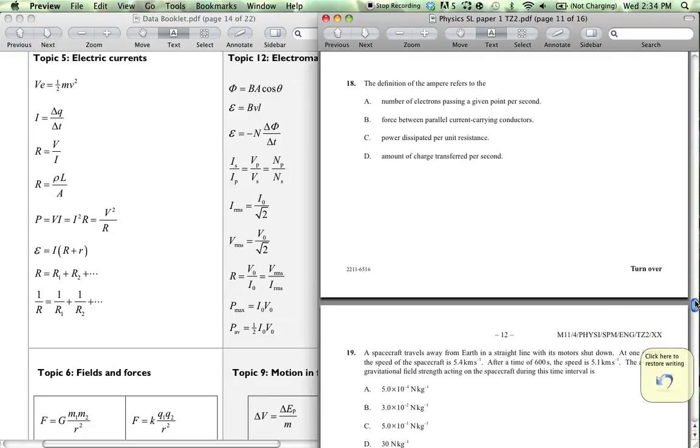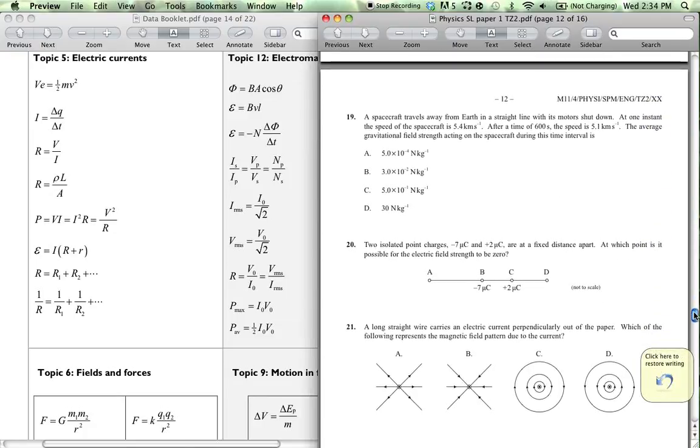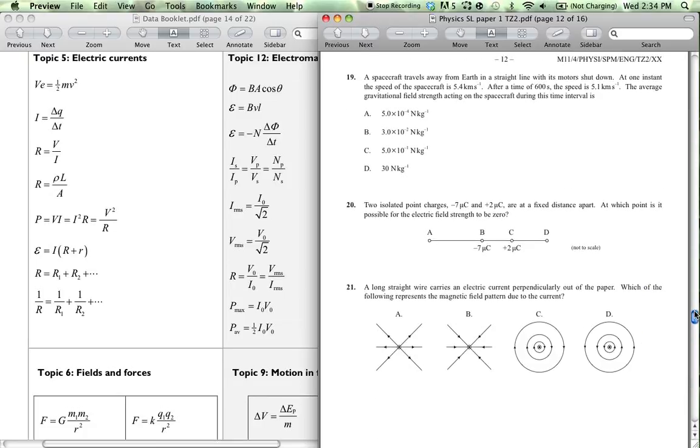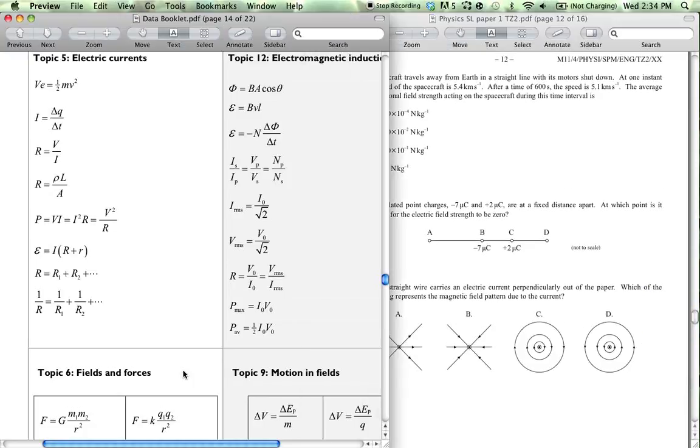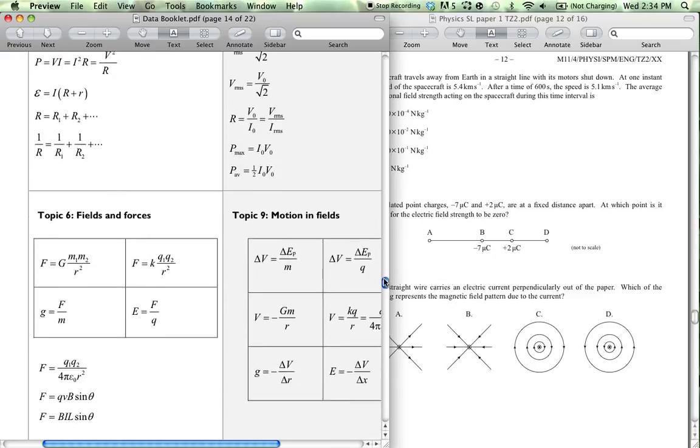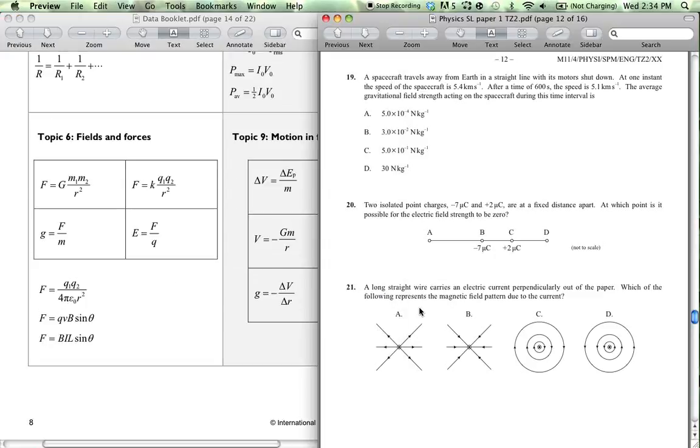So that's dealing with our circuit work. Now we are going into the field section, and I will just bring up those formulas there because we may need to use some of them.